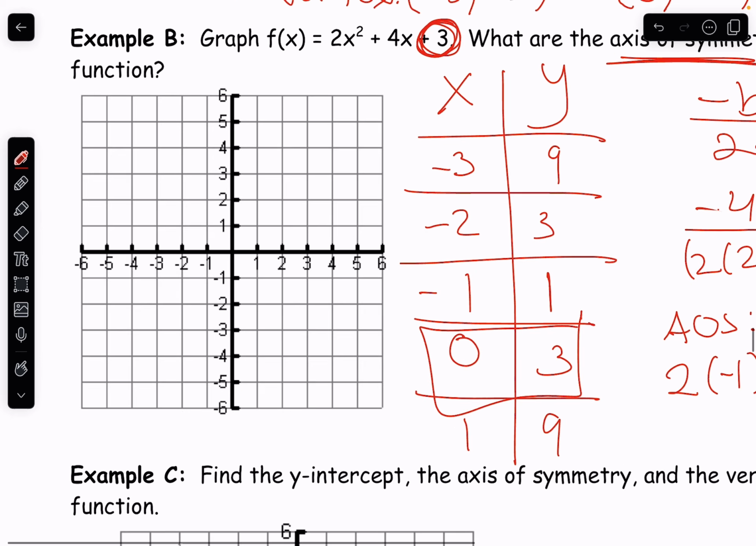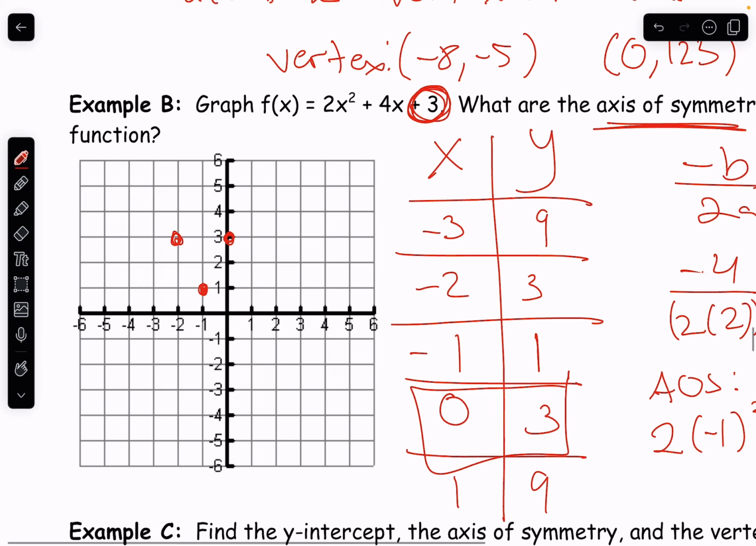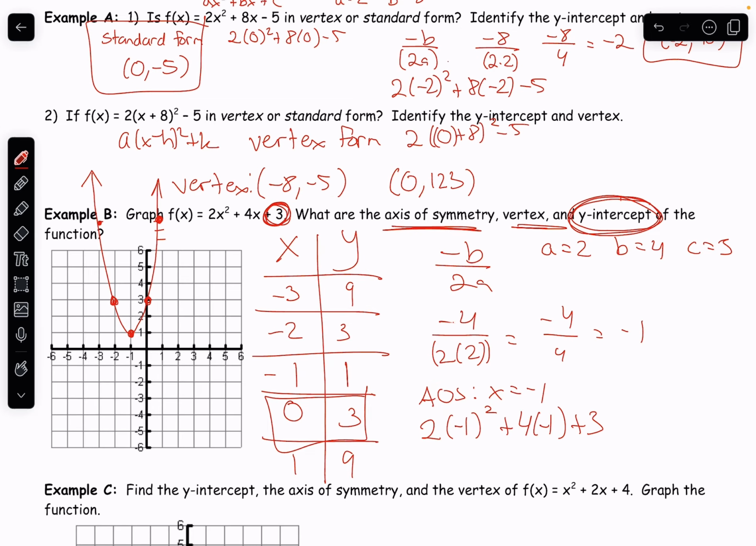So we can go ahead and plot our points. So we've got -1, 1, 0, 3, -2, 3, and our 9s are going to be off the chart here. So what, 6, 7, 8, 9, that would be right here. And then same thing here, which I know is not ideal, but what can you do? It's just off the chart. All right. So that is how we would graph that guy.